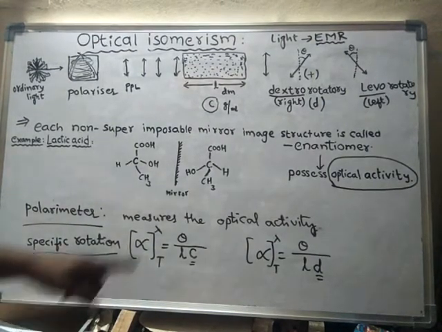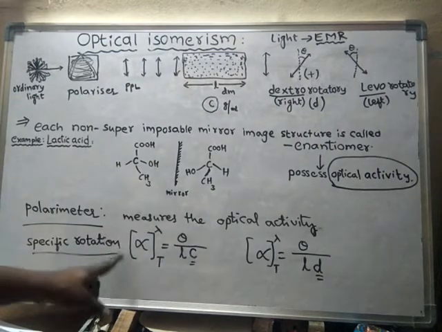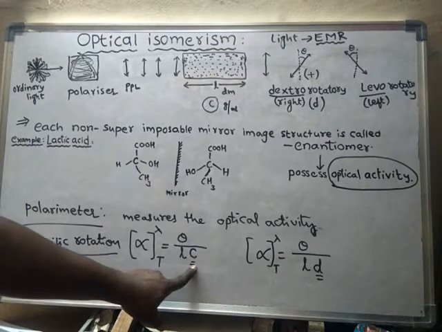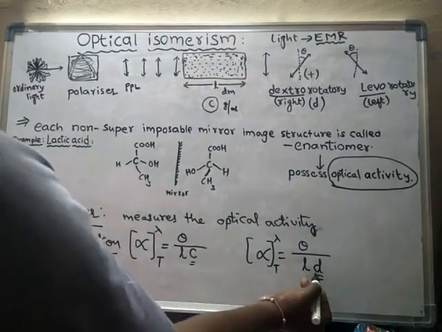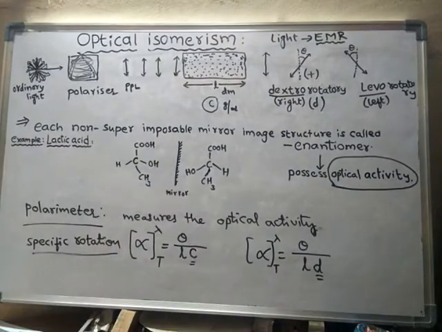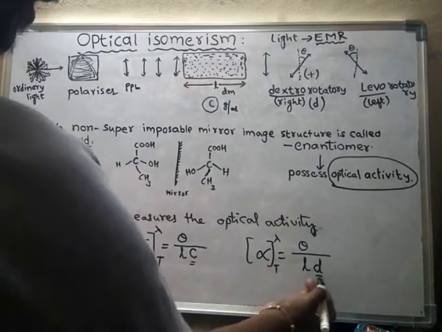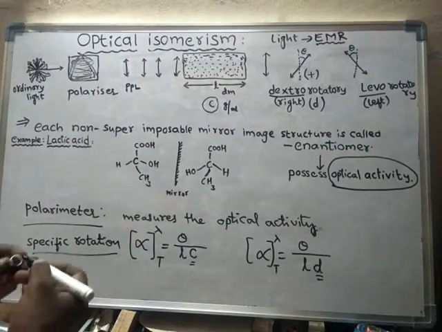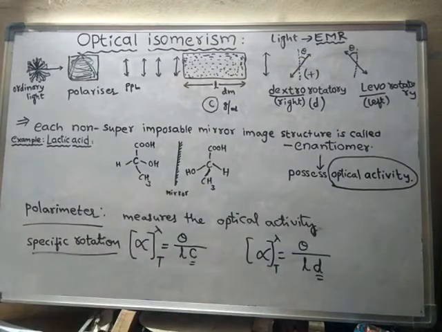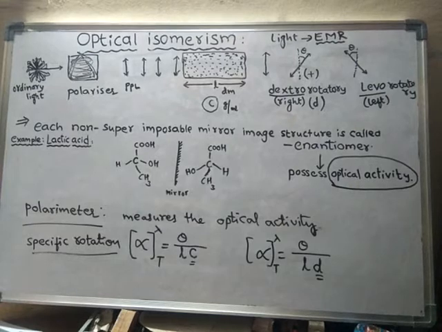When the substance is taken in the form of solution, we have to use this one and mention the concentration. Here we have to mention the density. D stands for density of the pure compound, and C stands for concentration. L is the length of the tube and theta means the observed rotation. So this formula can help us to know the specific rotation.